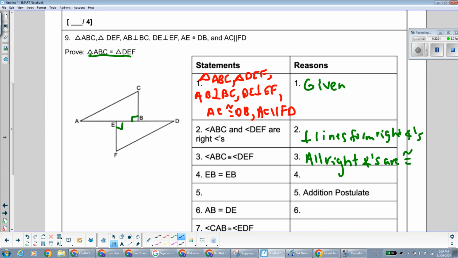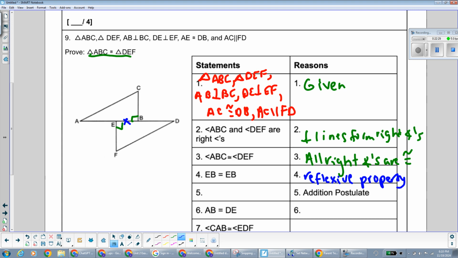And now it's telling me EB is congruent to EB. I'm going to also mark it in my diagram. And that's the reflexive property. I don't really understand why we need that right now, but when we get to the addition postulate that's being used in the next reason, I think it'll be a little bit more clear. In step number 6, I'm jumping because I don't know what I'm adding.